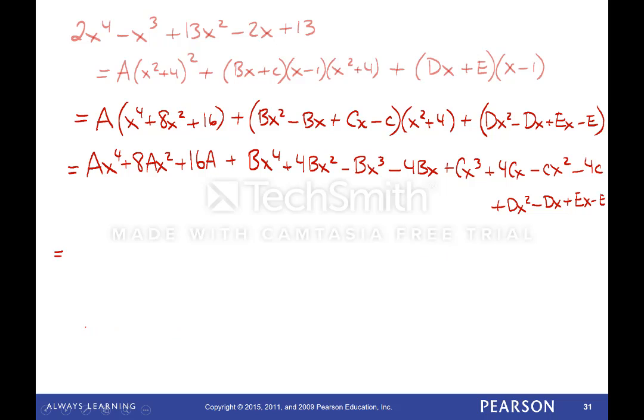So starting with x to the fourth, let's move those closer together. So I got ax to the fourth, bx to the fourth. Those are only two, so if I combine those together, this would be a plus b, x to the fourth.